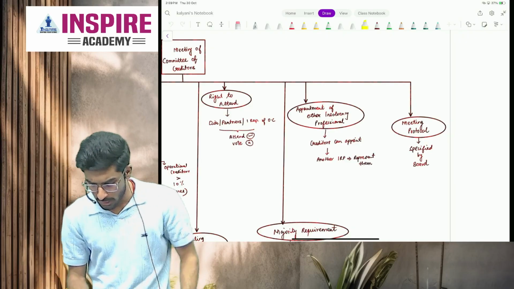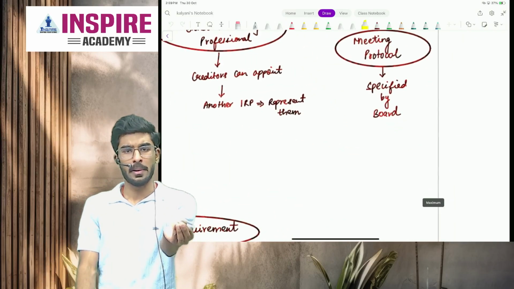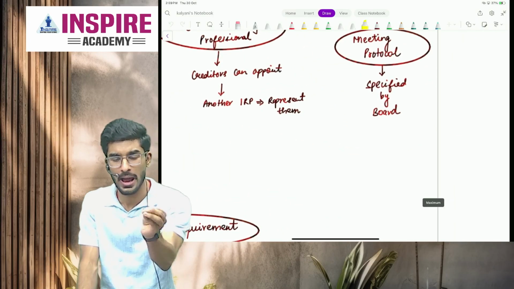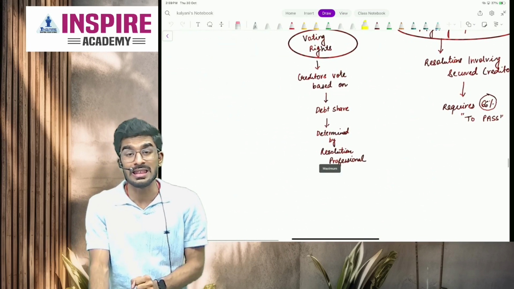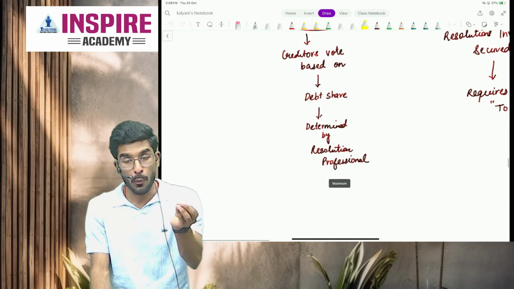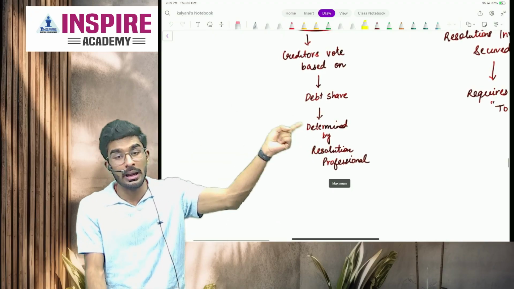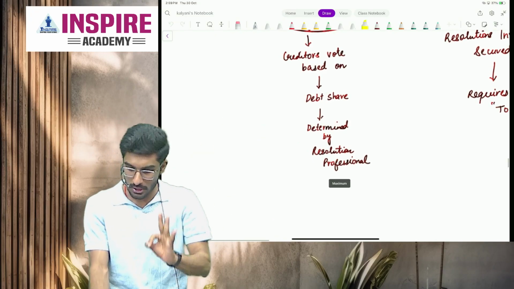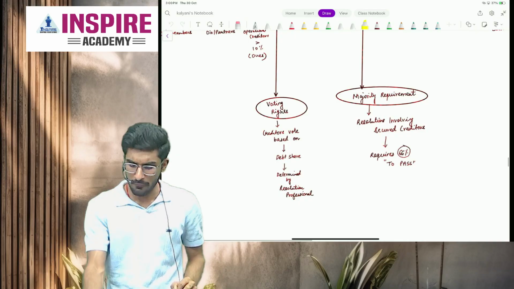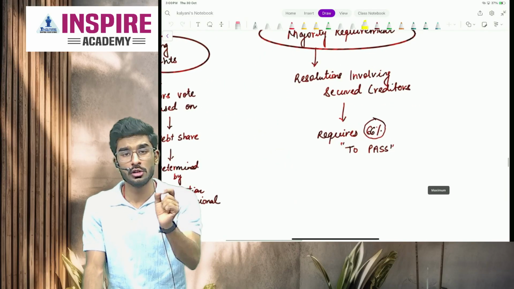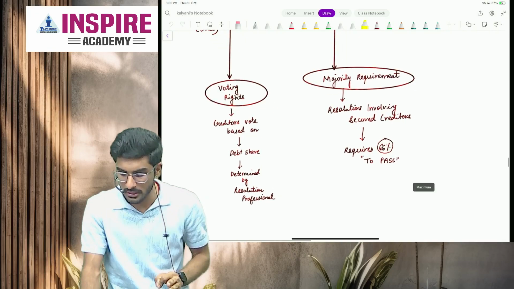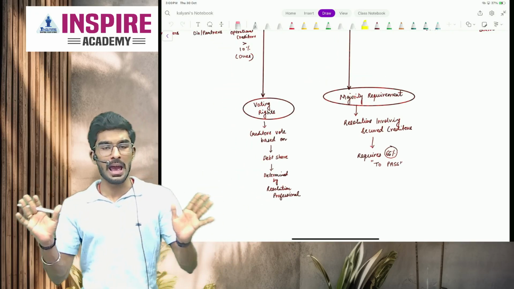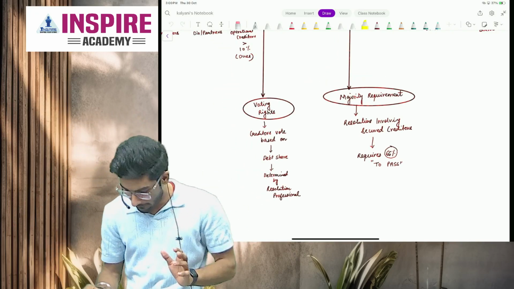And then people, we understood the meeting protocol specified by the Insolvency and Bankruptcy Board of India, which they have to follow. And then we understood how voting rights are calculated. Creditors vote based on the debt share determined by the resolution professional. After that, we understood that a resolution involving secured creditors requires 66% to pass. Yes or no, people? Perfect.